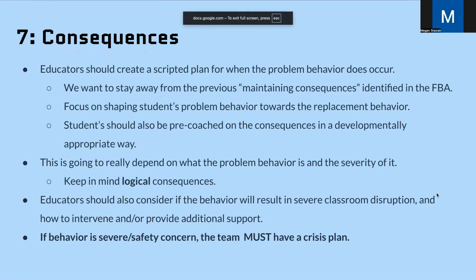So part 7 is consequences. Consequences sometimes can be a little bit hard for our students to hear. So again, this is where maybe having a behavior contract might be helpful for them to understand that if this problem behavior occurs, this is exactly what's going to happen. Because we want to stay away from those previous maintaining consequences that were identified in the FBA. So we want to focus on shaping a student's problem behavior towards that replacement behavior.